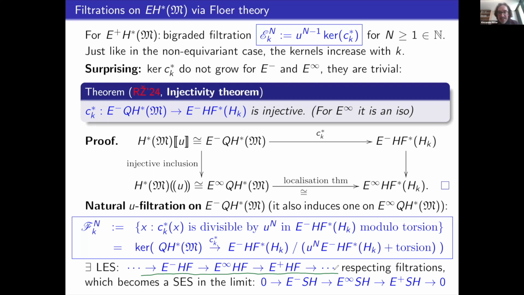And I'll just mention in passing that when we take the direct limit of this, we actually get a short exact sequence respecting filtrations on symplectic cohomology. You might wonder why I'm keeping track of all these three theories and not just focusing on one. The reason is that in applications, you can often find out information about one of the three theories more easily than the others, and then you use these long exact sequences, or short exact sequences, to tell you things about the other equivariant groups that you care about. All right.